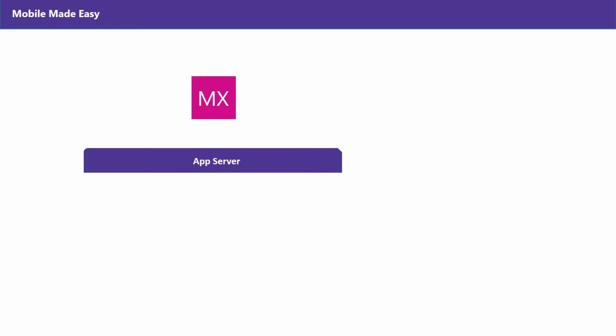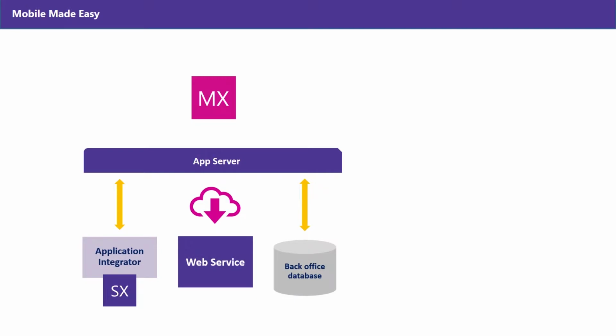So let's have a look at the AWI MX components that enable the creation, deployment and management of our mobile applications. The central component is the MX App Server, which handles all the communications and provides user authentication and device and application management capabilities. The App Server can synchronize with databases, web services, and also interface with our application integration product, AWI SX. This array of options enables MX to connect to virtually any back-office system.